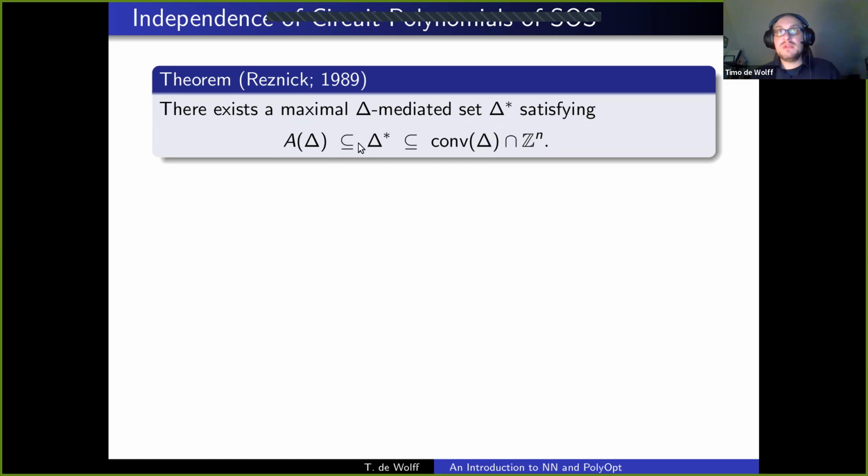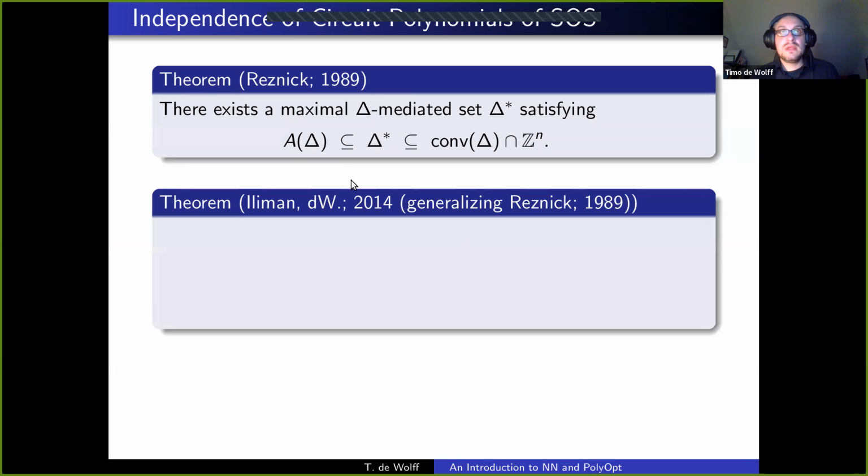And in general, the delta mediated set is something in between. In fact, what Bruce showed more precisely, or what he conjectured, and showed in some examples, is that in dimension 2 these are the only two cases that can happen, but in dimension 3 and higher you have sets in between. And he used this delta mediated set for the special case of agiforms to show that they are not always sums of squares. And in fact, we generalized his argument to circuit polynomials, deciding when they are sums of squares.